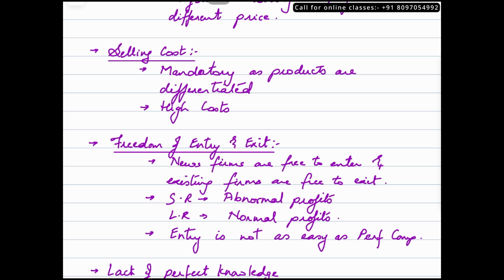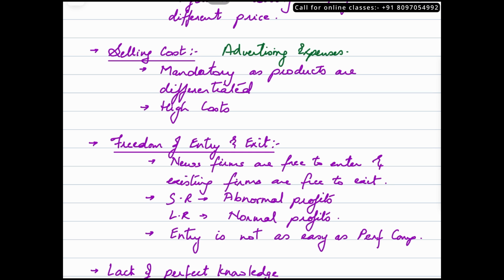Next is the selling cost. Since there are many sellers in this market, it is mandatory that the sellers advertise their products. So selling costs is basically related to advertising expenses. And why do you think advertising is necessary? Because the products are differentiated. The advertisement expenses in these markets are a major proportion of the total costs incurred by these firms.